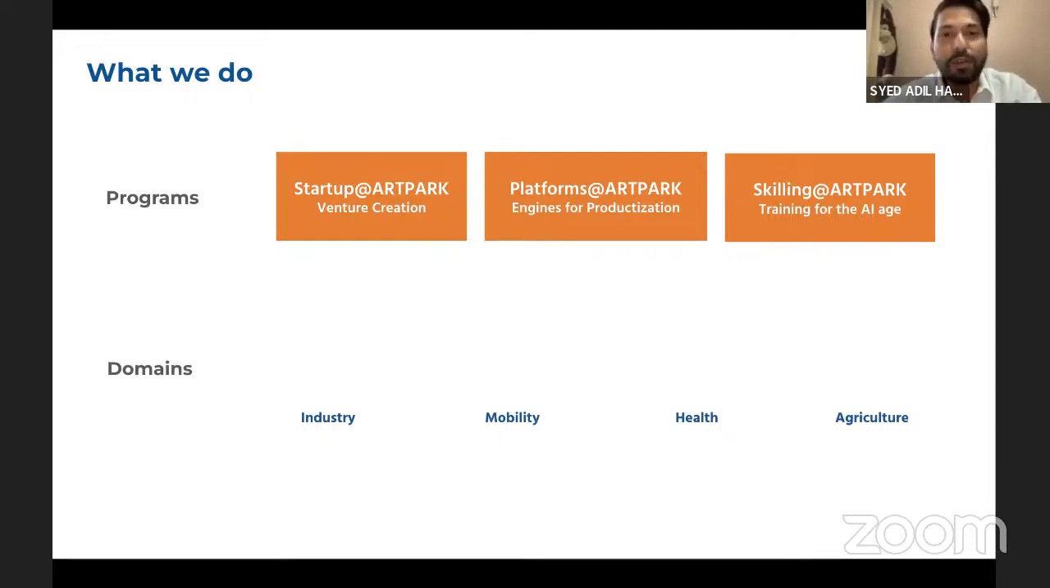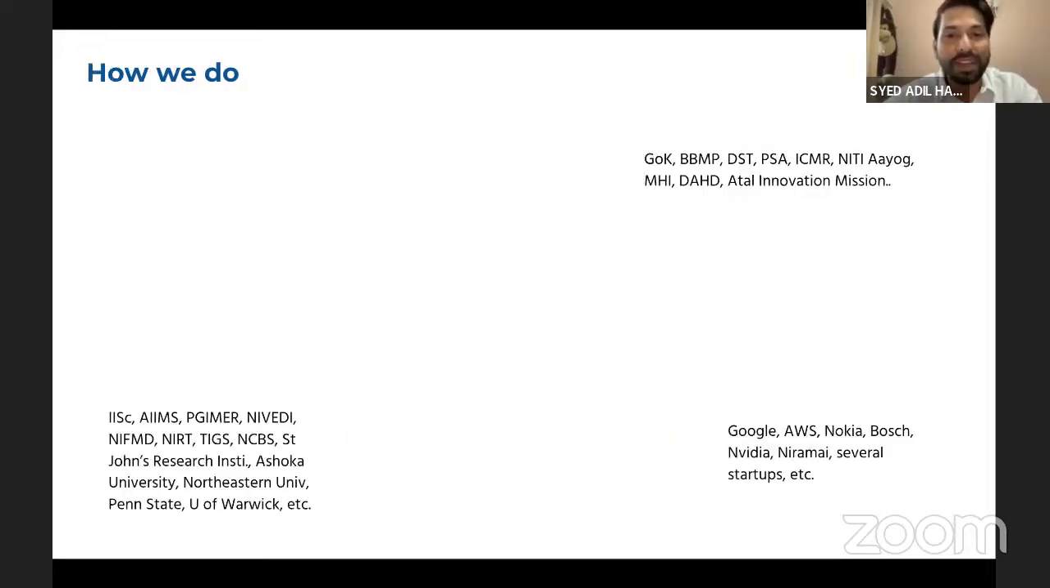And then we focus on these areas: Industry 4.0, mobility, anything to do with UGV, UAV, health, intelligent healthcare systems, agri-tech. These are the broad domain areas we work in. How do we do this? Our idea is to bring government, research, and industry onto one platform and discuss the upcoming technology focus shifts: manufacturing, autonomous mobility, all this.